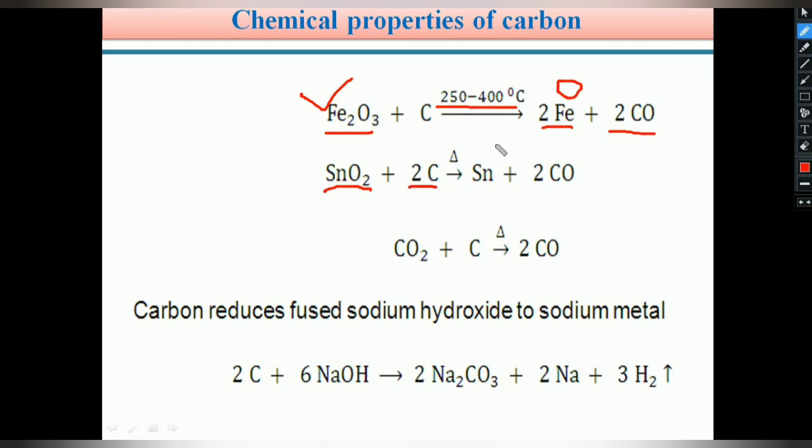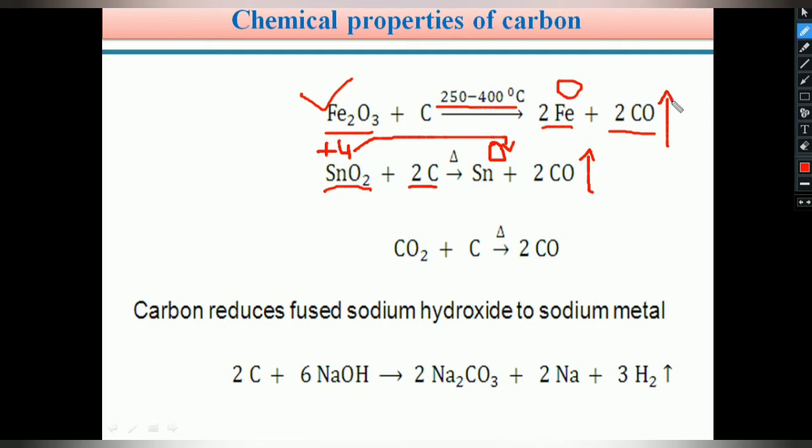Similarly, if you treat carbon with tin dioxide, it reduces tin oxide into tin metal. Here the oxidation state of tin changes to 0. What is its oxidation state here, students? +4. So from +4 to 0. In the first unit stoichiometry, we know very well the decrease in oxidation number is reduction, and the increase in oxidation number is oxidation. So here carbon reduces tin oxide into tin metal, and here also it evolves carbon monoxide gas, CO gas.